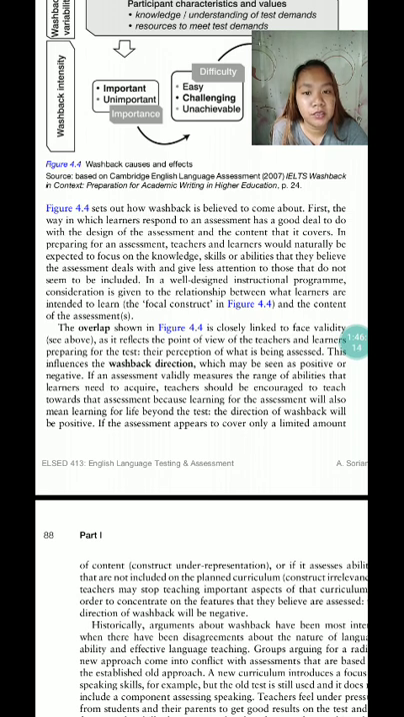The overlap shown in figure 4.4 is closely linked to face validity. See above. As it refers to the point of view of the teacher and learners preparing for the test, their perception of what is being assessed. This influences the washback direction, which may be seen as positive or negative.